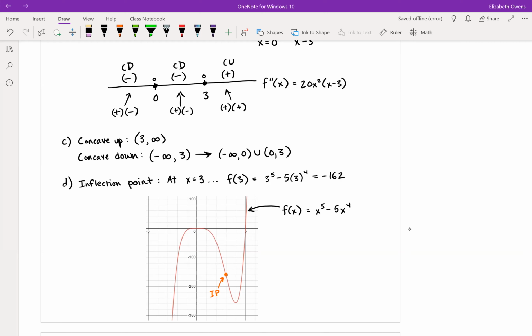All this information that we got from the first and second derivatives, we can see all of that reflected in the graph. And that's the type of thing we're going to be looking at for the rest of the section here, is building graphs based on information from the first and second derivatives. So we're not going to be given this graph, we are going to come up with it ourselves.